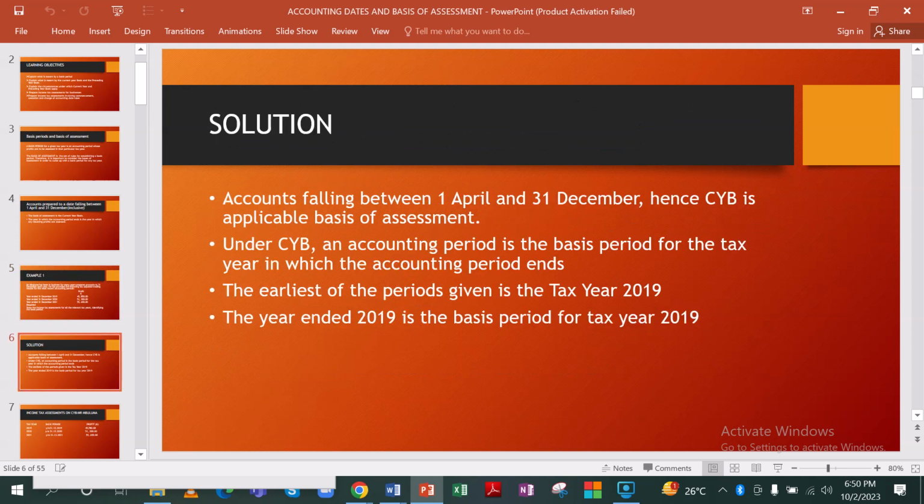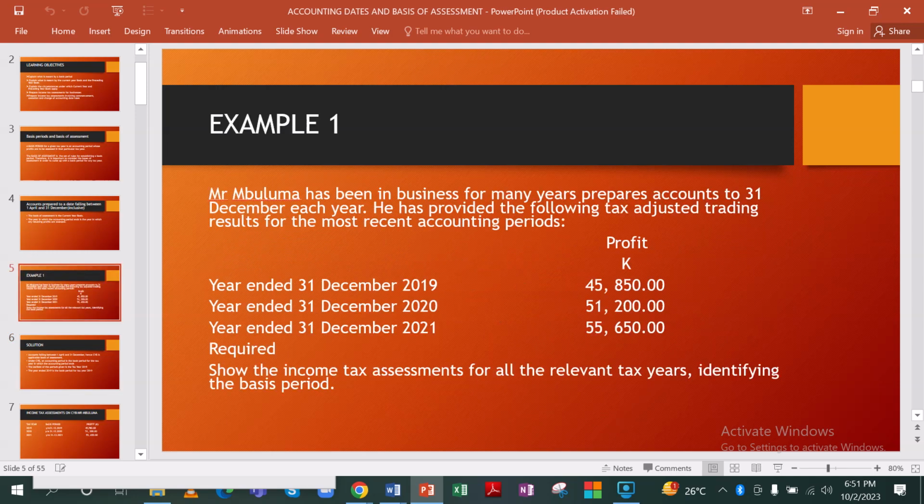Under the current year basis, an accounting period is the basis period for the tax year in which the accounting period ends. That's what you should know. The earliest period given is for the tax year 2019, which is the year ended 31st December 2019.